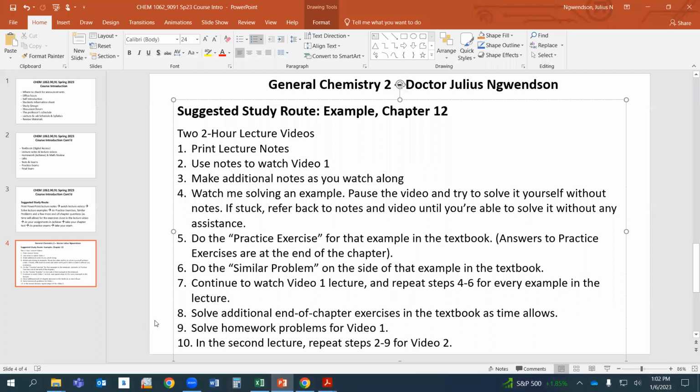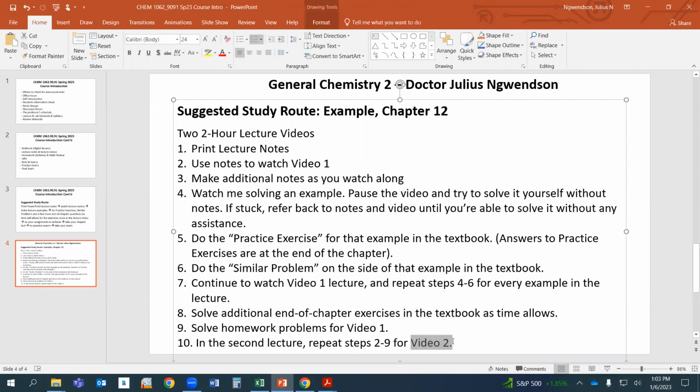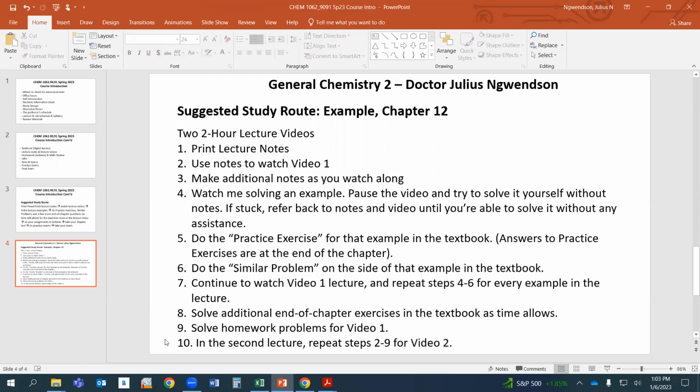Then for the second lecture, you repeat steps 2 to 9. Use your notes to watch and make additional notes. Every example you do, you do those three things: solve the example on your own, solve the practice exercise, and then solve the similar problem. Then after that, you go to the homework and you finish doing the homework.